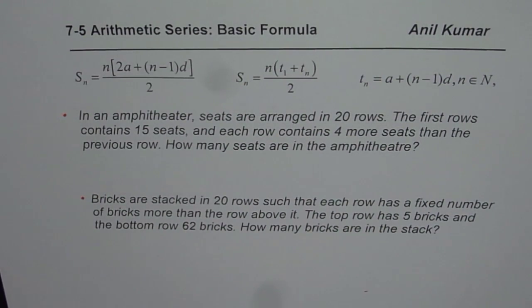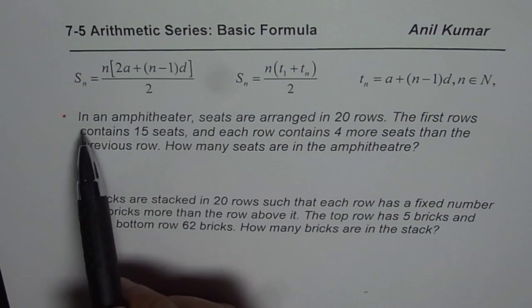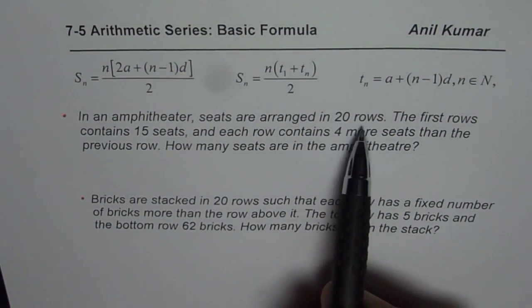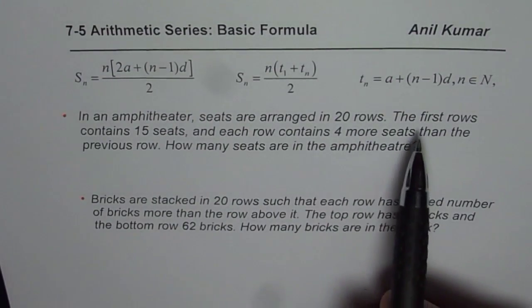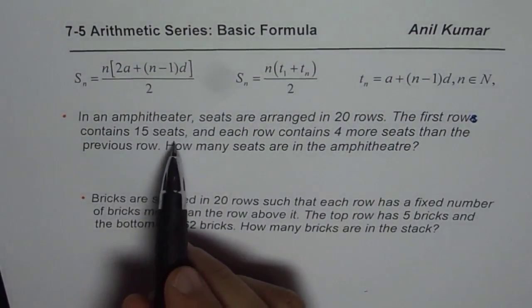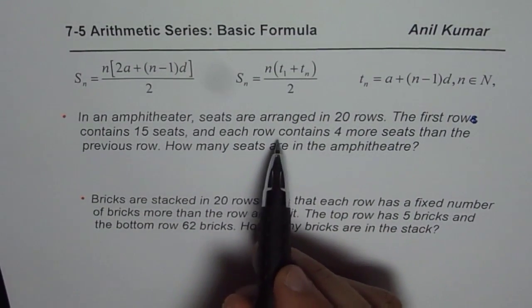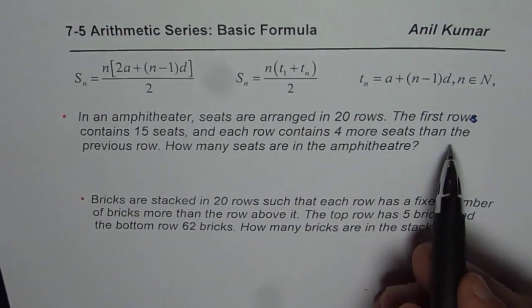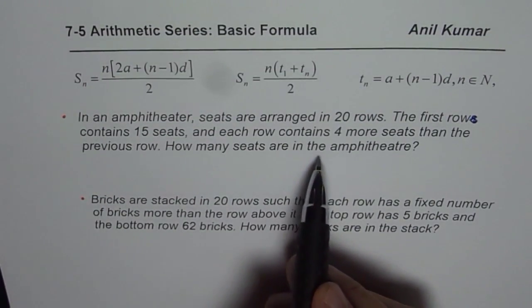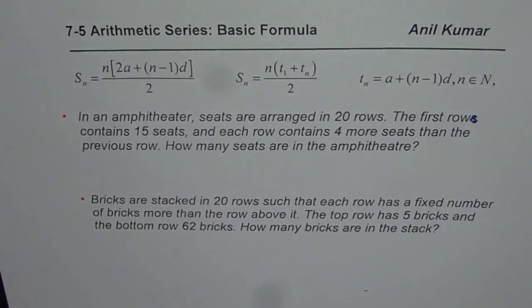formula, okay? First question here is, in an amphitheater, seats are arranged in 20 rows. So there are a total of 20 rows. The first row contains 15 seats, and each row contains 4 more seats than the previous row. How many seats are in the amphitheater? So that is your question. Now what is known to us?